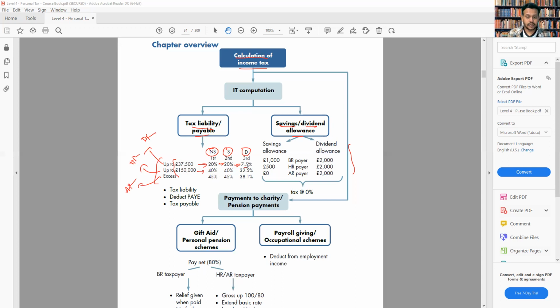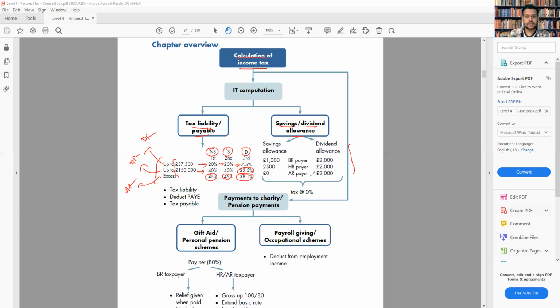For the dividend, 32.5%. And finally, if someone's income is more than 150,000, so anything in excess of 150,000, the tax rate will be 45% for the non-savings, 45% for the savings, and for the dividend 38.1%. So these rates have to be in our head because we cannot rely on the tax rate table on the exam paper, on the reference material. So we need to make sure we practice enough so that these figures are always in our head.